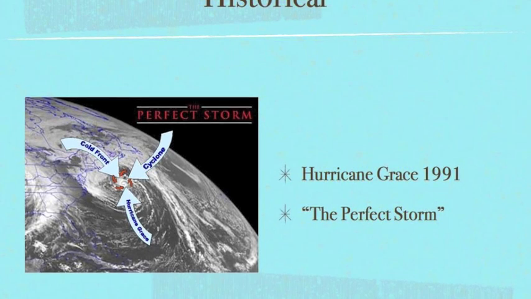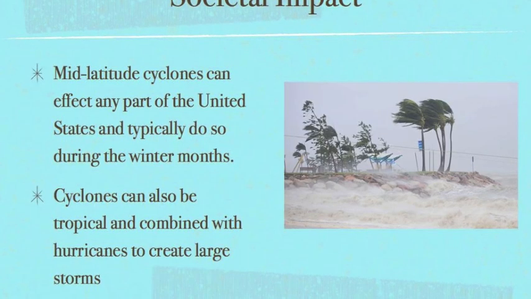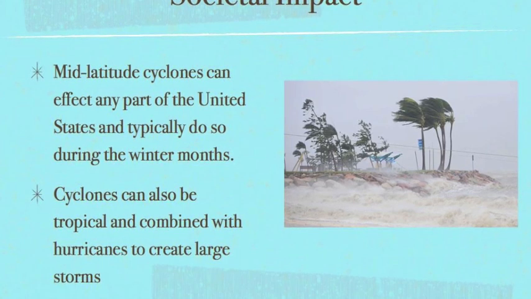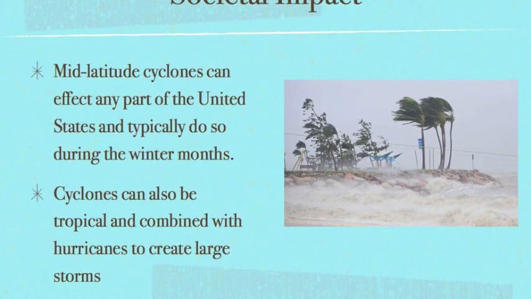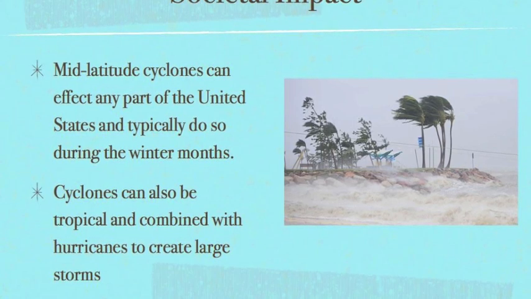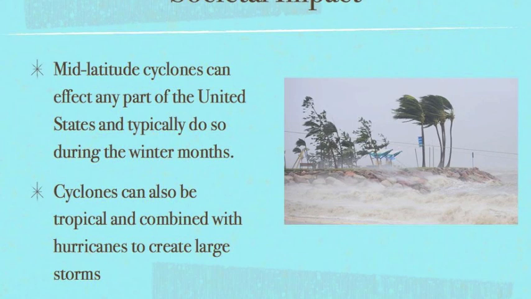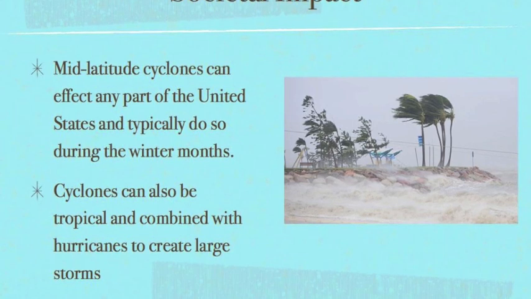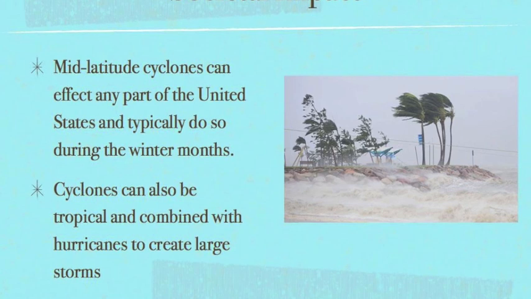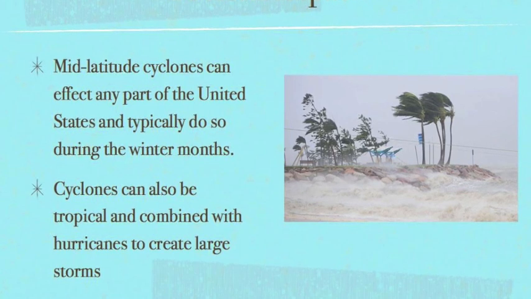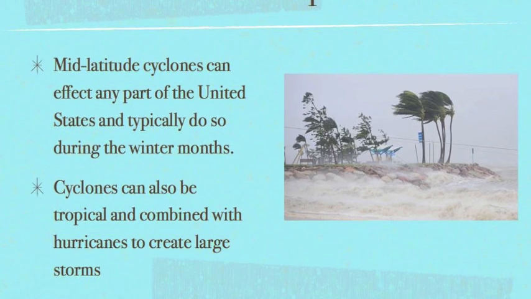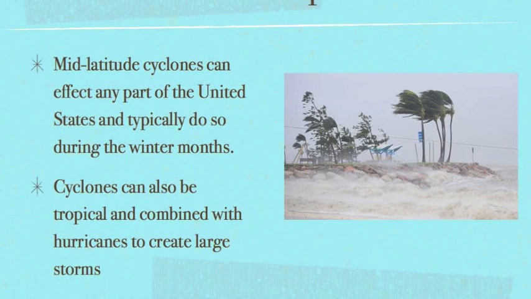Mid-latitude cyclones can affect any part of the United States and typically do so during the winter months. These cyclones can bring dangerous winter weather such as extreme cold, heavy snow, ice storms, freezing rain, and thunderstorms. Cyclones can also be tropical and combined with hurricanes to create large storms, like Hurricane Grace. Tropical cyclones are dangerous to people because of their high winds, storm surges, tornadoes, and excessive rain and flooding. Cyclones, regardless of their seasons, can be deadly and cause immense damage to people and homes.